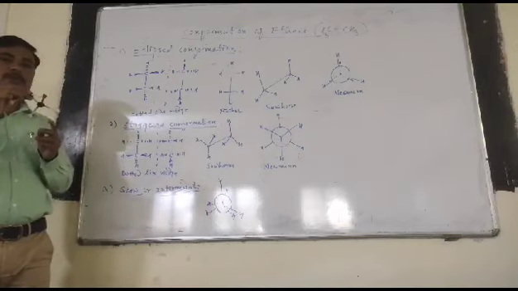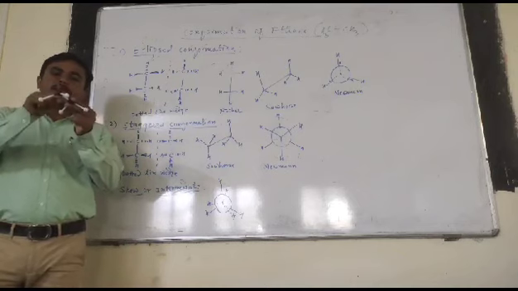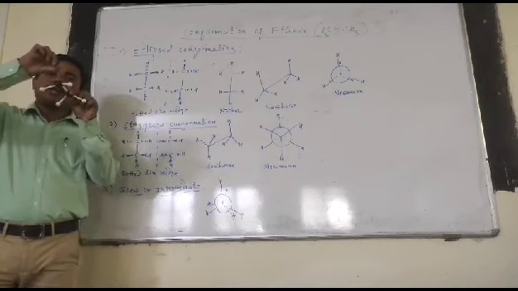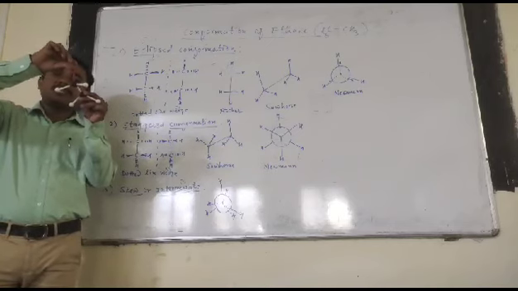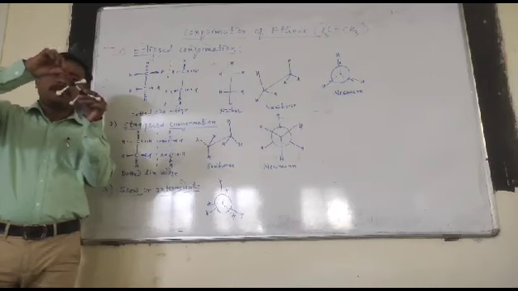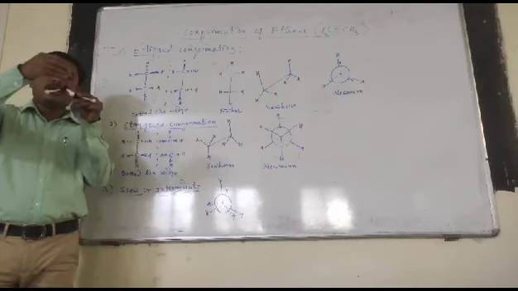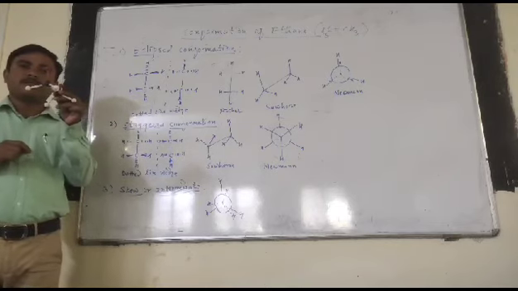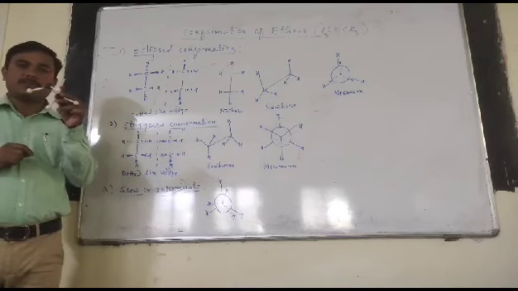First of all, what is meant by conformation? Conformation means keeping the rear carbon atom fixed and rotating the front carbon atom step by step through 360 degrees, like this. The 360 degree rotation produces an infinite number of isomers known as conformations.